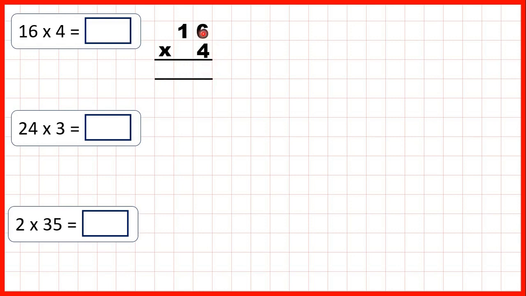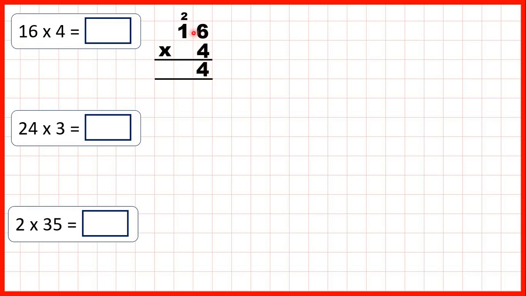We're going to start by multiplying our ones digit, and 6 times 4 is 24. But because 24 is a two-digit number, we need to write our first digit above the next place value column along. So 6 times 4 is 24, so we write that 2, 4.